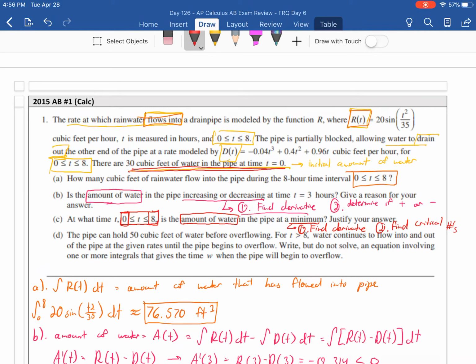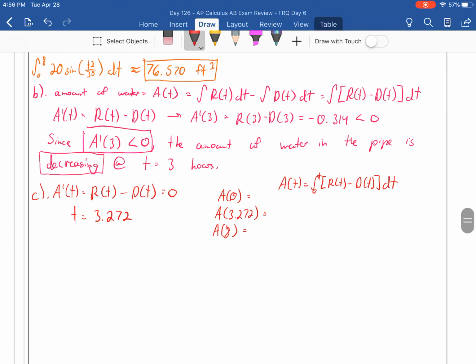So at t is equal to 0, there was some water already in the pipe. There was 30 cubic feet. So we just have to add to this integral plus 30 to take that into account, right? We've got to take into account the fact that there was already 30 cubic feet of water in there. So A of 0 is just the integral from 0 to 0 dt plus 30. Well, since our integral is starting at 0, stopping at 0, that means that's just equal to 0. So we get 0 plus 30, which is 30.